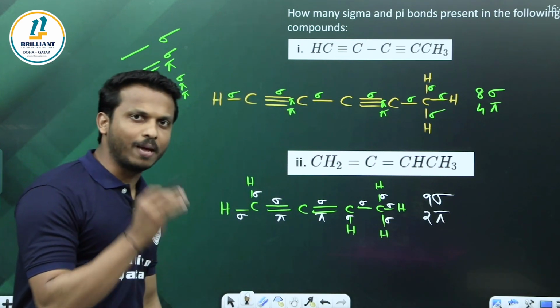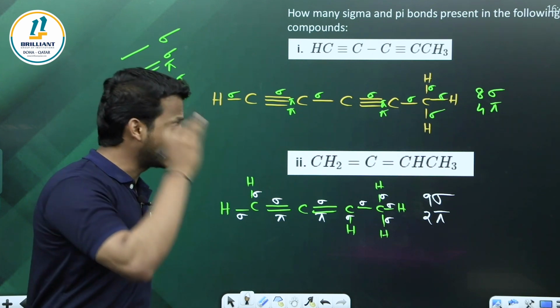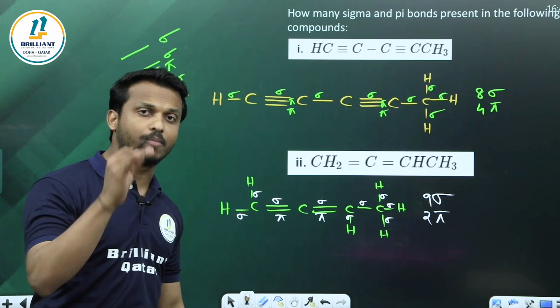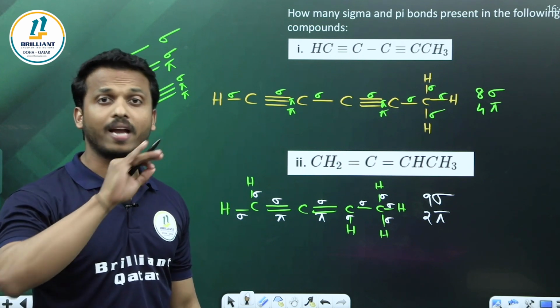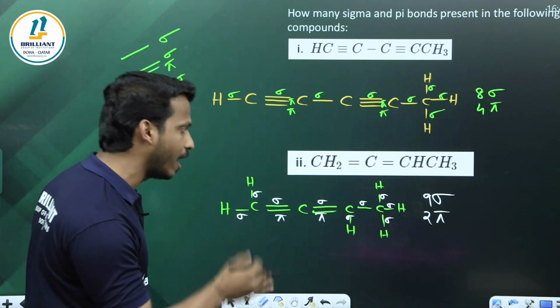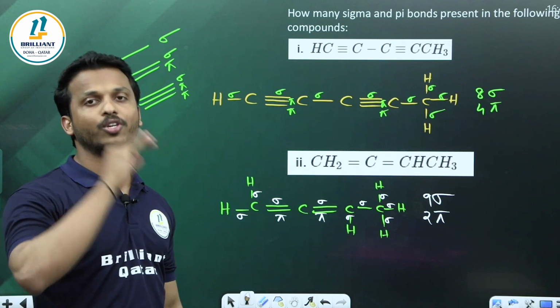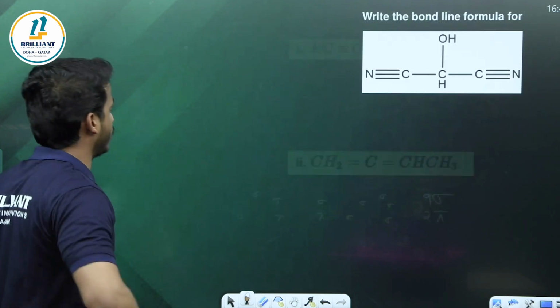So keep this point in mind: whenever they ask you to calculate the number of sigma bonds and pi bonds, please expand each and every bond, including carbon-hydrogen and carbon-carbon, all bonds we should expand. Clear? Next question, dear all.